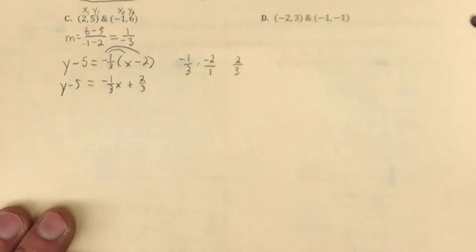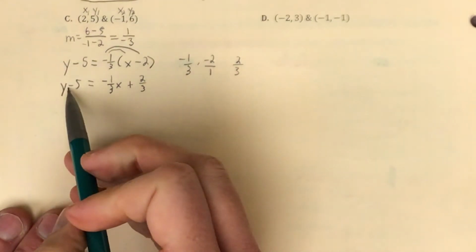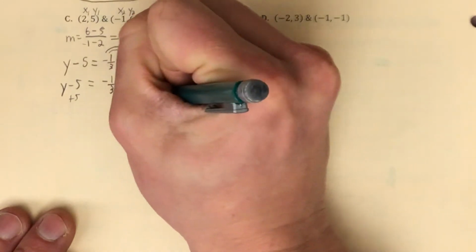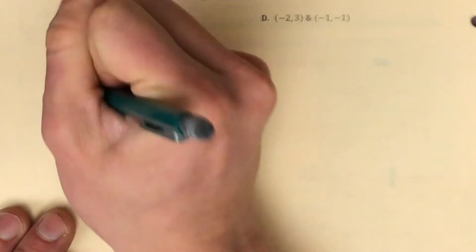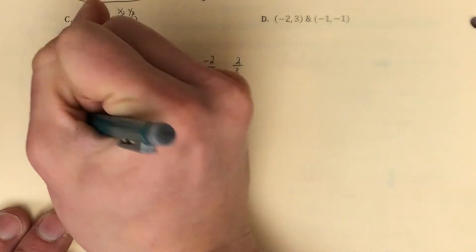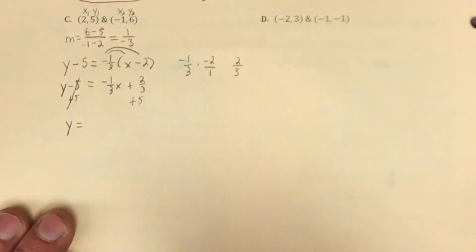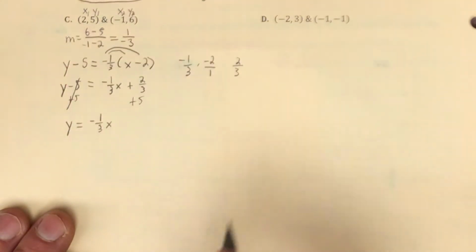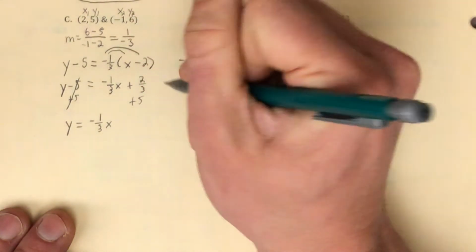Well, then I need to get the y by itself, so it's being subtracted by 5, so I'm going to add 5 to both sides. -5 and positive 5, they cancel, and I'm left with y equals -1/3 x stays the same. Now 2/3 plus 5, I don't know that off the top of my head, and I don't want any mixed numbers, so I'm going to write that out.